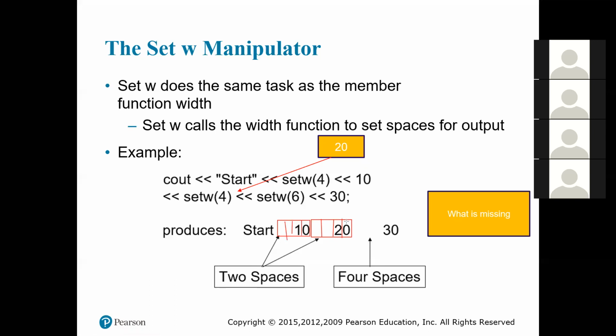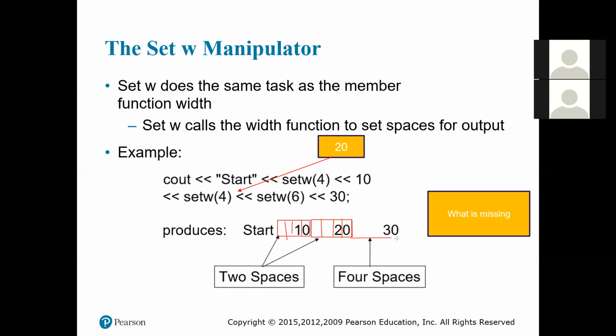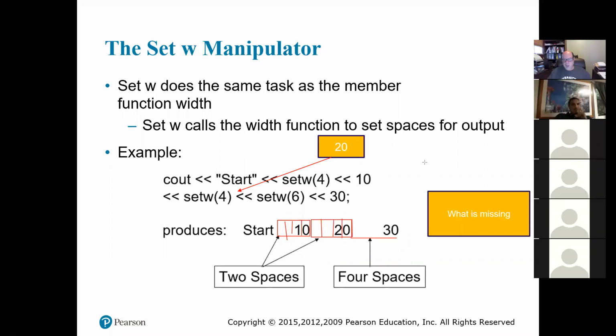So 30 is 6. That means from here to here is 6 spaces. That means I have 4 spaces plus these 2. So we are creating this generally for creating things in the column format. And that's what we are doing.